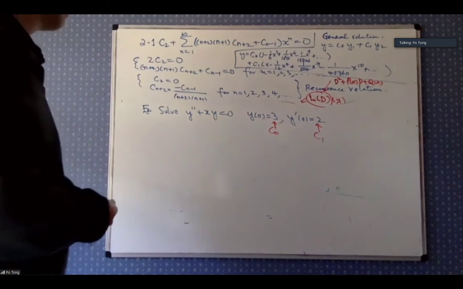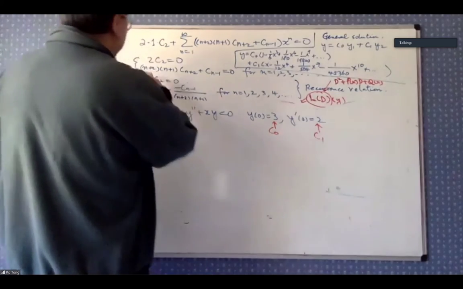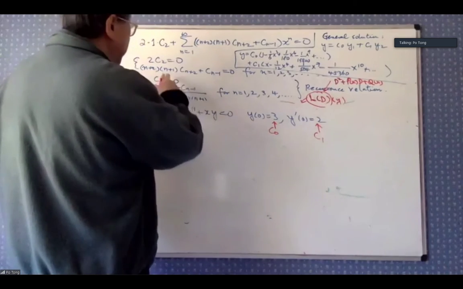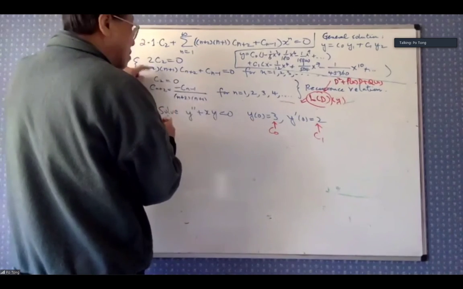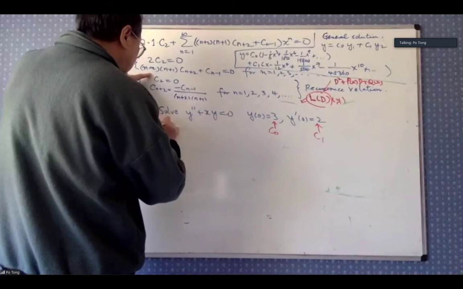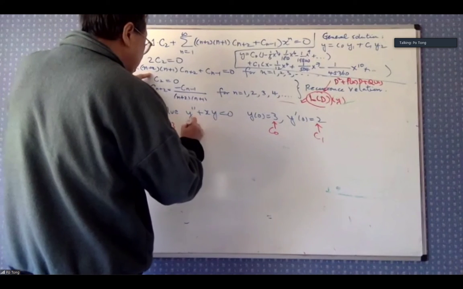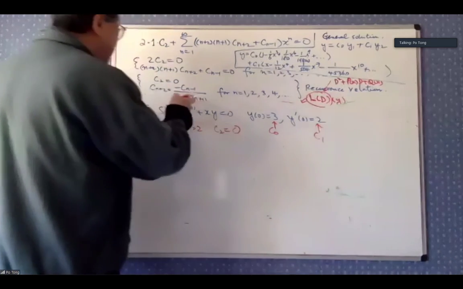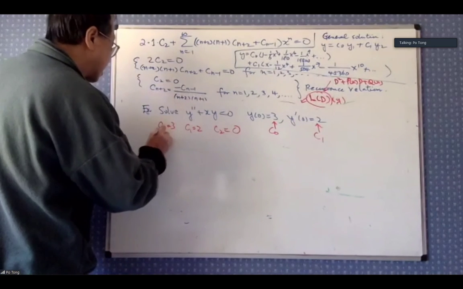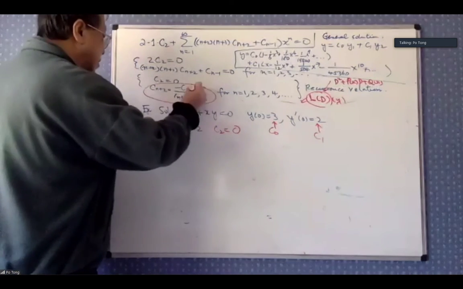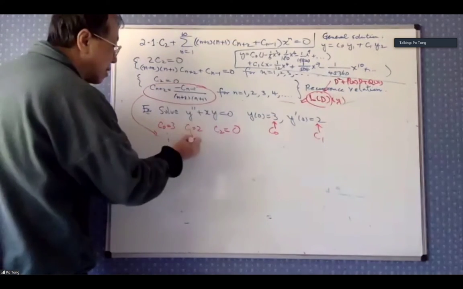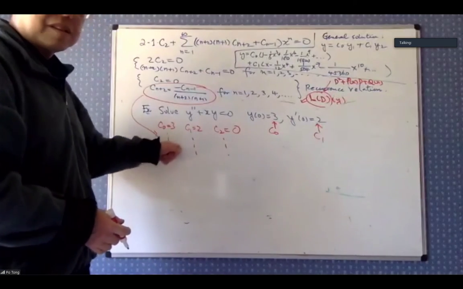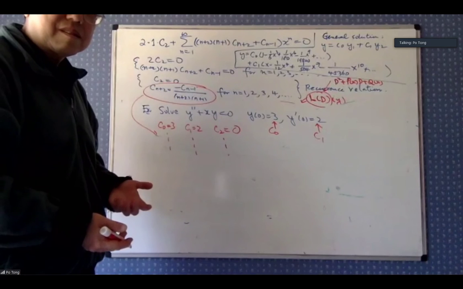Another way to think about this is from this recurrence formula, okay? You can also start out with C0 equal to 3, C1 equal to 2, and C2 equal to 0, and then use this relation, and just keep iterating, and you'll get the same answer. Do you guys know what I'm talking about? Kind of.